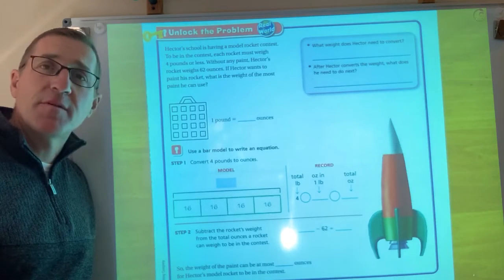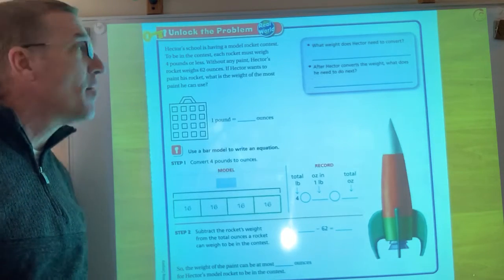All right, Pac-Manians, here we are with 10.3. This is the unlocking the problem part.